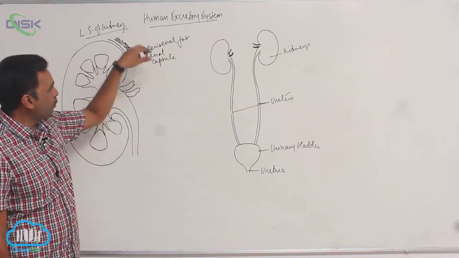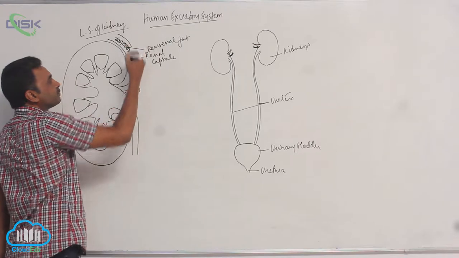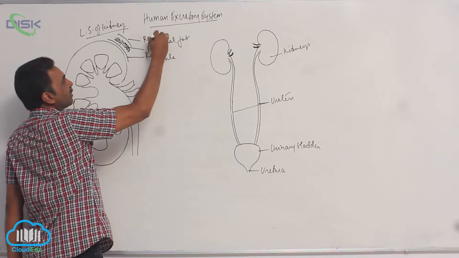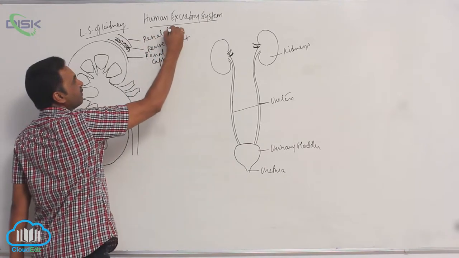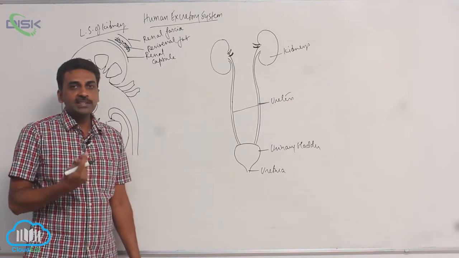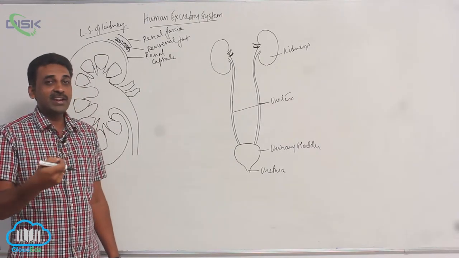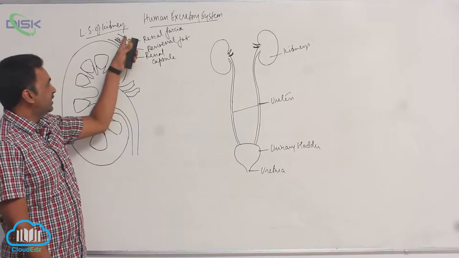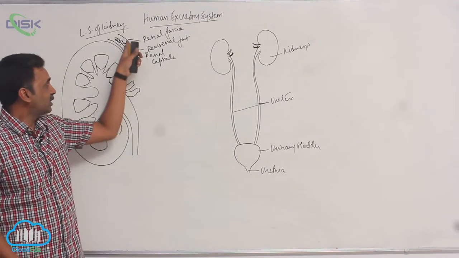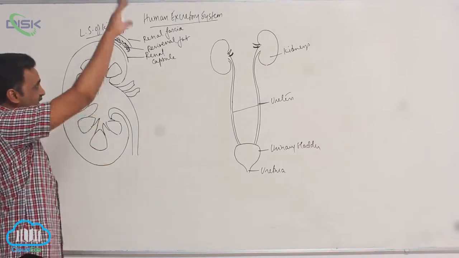So there is fat above the renal capsule. And if you go above that, there is again one more layer called the renal fascia. Renal fascia is made up of dense irregular connective tissue. It's a thin layer of dense irregular connective tissue. With that connective tissue, kidneys are attached to adjoining organs and tissues. So the renal fascia forms a connection between kidneys and other organs externally.